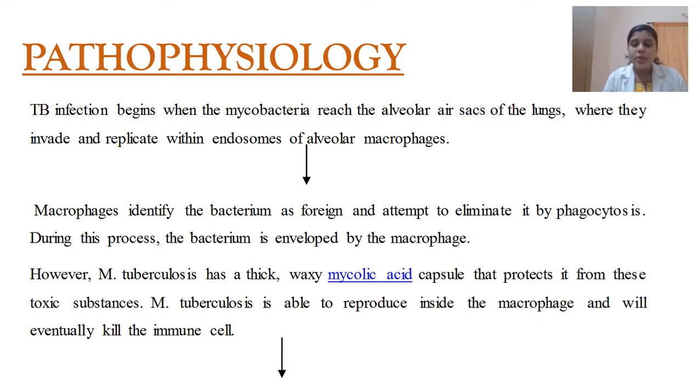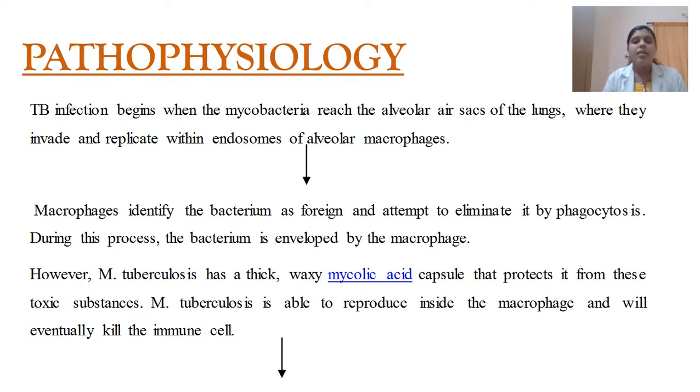Now we are going to learn about the pathophysiology of pulmonary tuberculosis. Usually the tuberculosis infection begins when these organisms, the Mycobacterium tuberculosis, reach the alveolar air sacs. In the alveolar air sacs, these organisms invade and replicate over the alveolar macrophages. You know the functions of the macrophages. What is their function? They identify the bacteria as a foreign substance and try to kill it by phagocytosis.